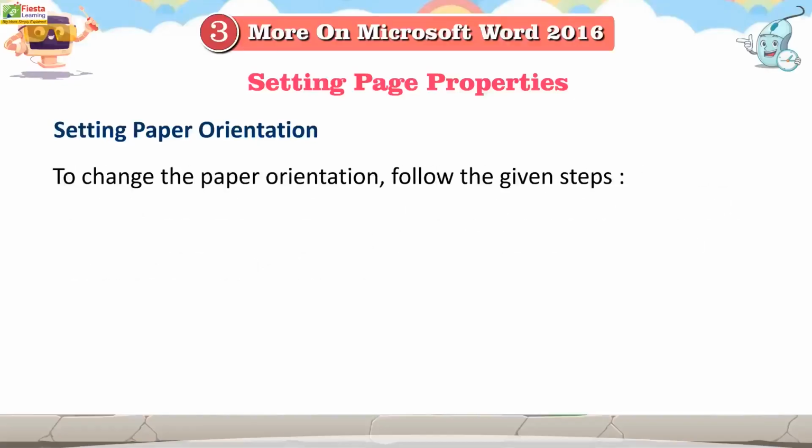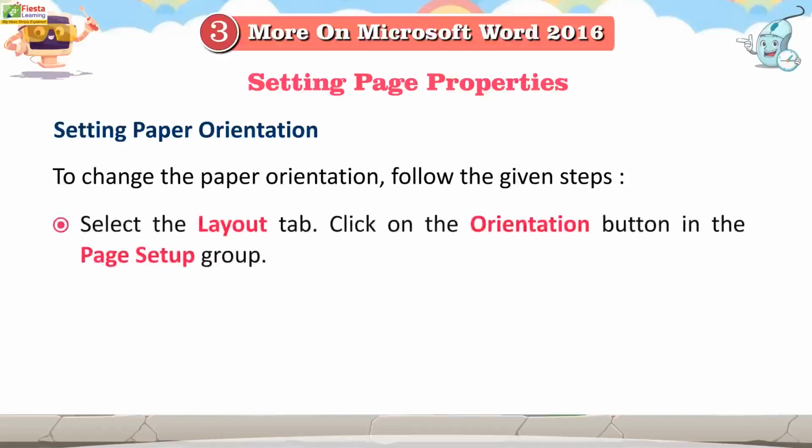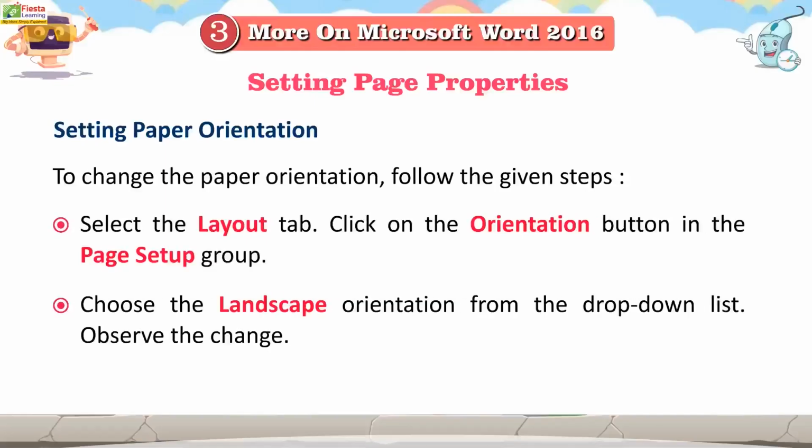To change the paper orientation, follow the given steps. Select the Layout tab. Click on the Orientation button in the Page Setup group. Choose the Landscape orientation from the drop-down list. Observe the change.